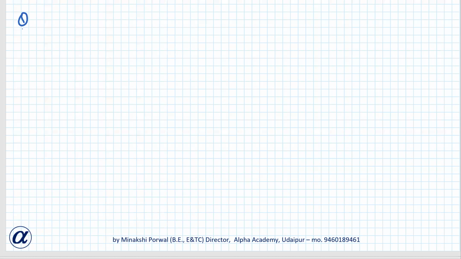Okay, coming to question number 11. Exercise 9.1, page number 204, question number 11. The figure is already given for this question, so you can refer to figure 9.12.